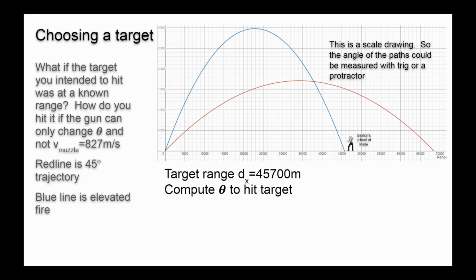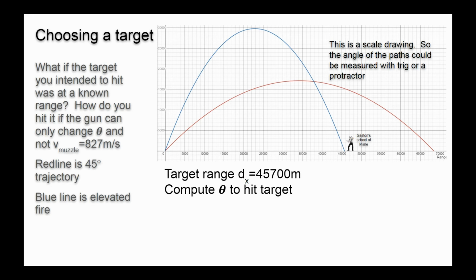We'll get a bit more advanced now, and we're going to start straying into pure theory that you'll want to be competent at by grade 12. So we're going to choose a target. And what if you intended to hit a target at a known range? How do you hit it if the gun can only change theta and not its muzzle speed of 827 meters a second? So I've set up a graph on Desmos.